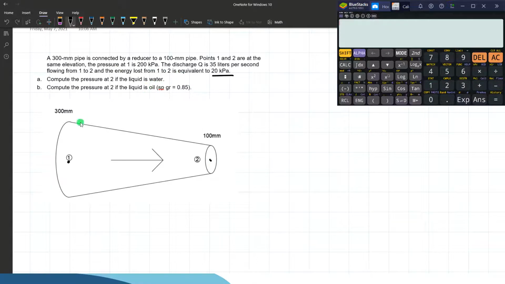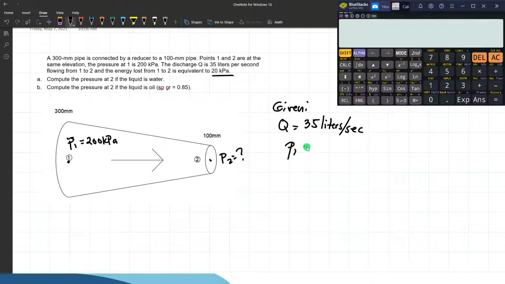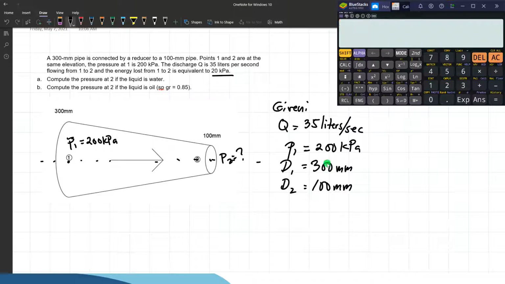Okay, so we have a given pressure at point 1. So we have pressure here of 200 kilopascal. Pressure 2 is known. We have the discharge. So let's write the given. Discharge Q is 35 liters per second. Pressure 1, that's 200 kilopascal. They are on the same elevation. So the diameter of point 1 is 300 mm and will reduce to 100 mm diameter at point 2. So we're going to compute the pressure at point 2.